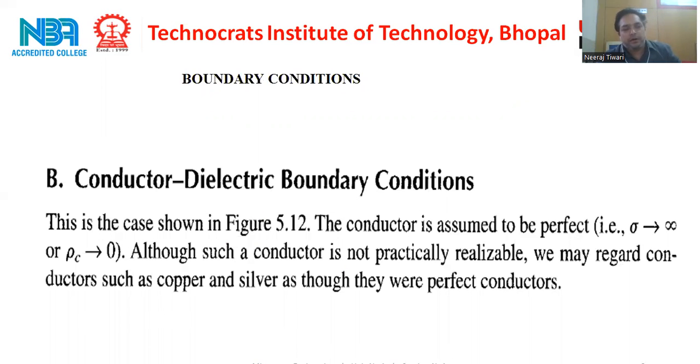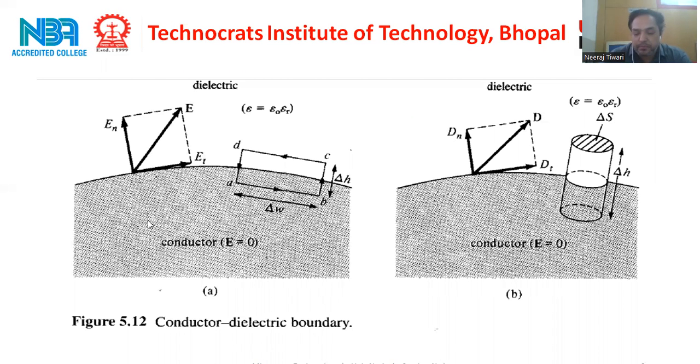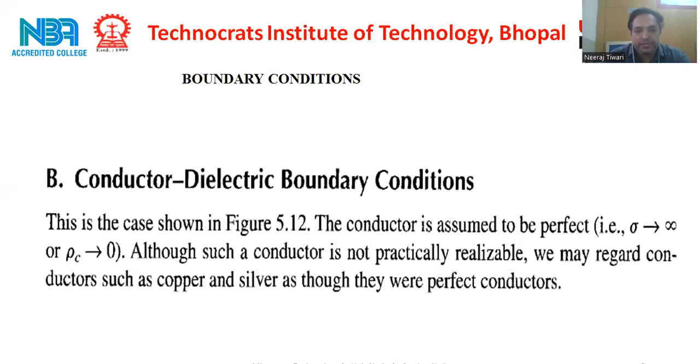Boundary conditions: we'll see the conductor and dielectric medium. In the last class, we saw dielectric 1 and dielectric 2. Now we are going to see conductor and dielectric medium. First of all, you need to keep in mind that electric field cannot sustain in conducting material. Here I will talk about a perfect conductor like silver, copper.